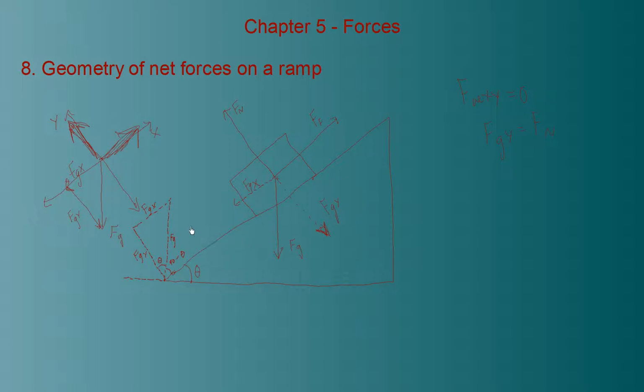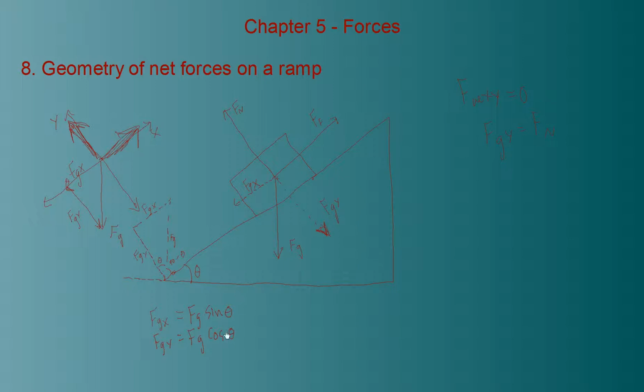And so, as you can see, Fgx is opposite the angle. That's going to be Fg sine theta, and Fgy is adjacent to the angle. It's going to be Fg cosine theta. And so that's really the geometry of the net forces on the ramp.